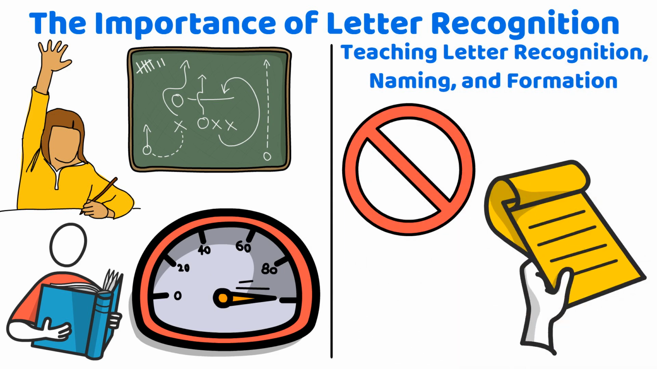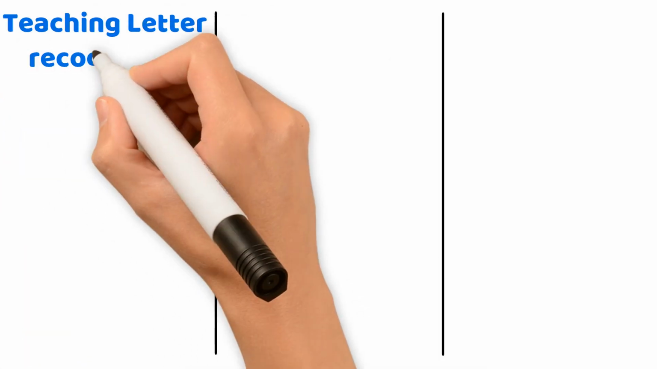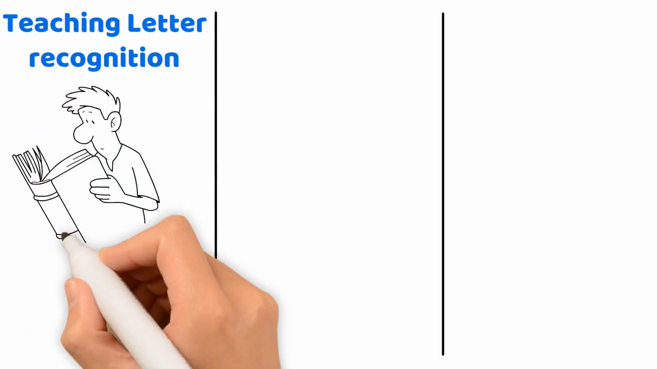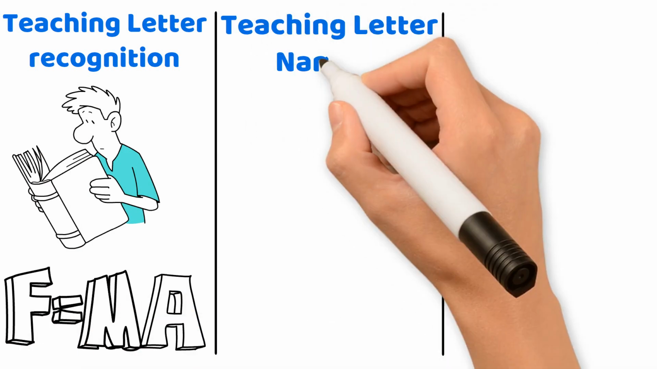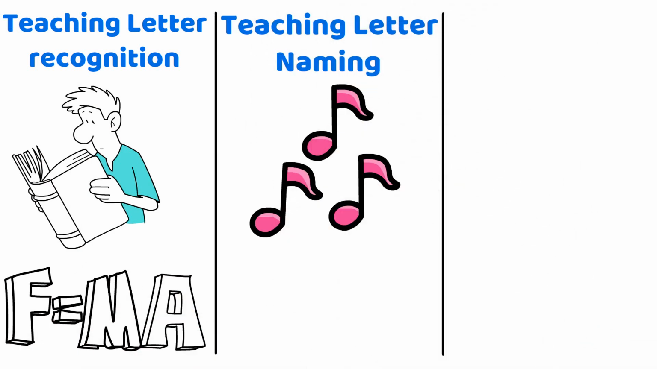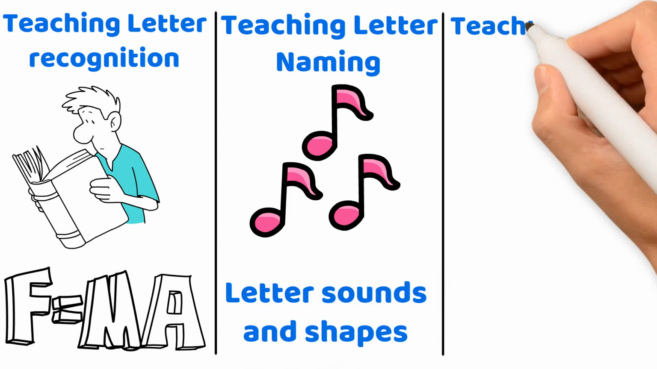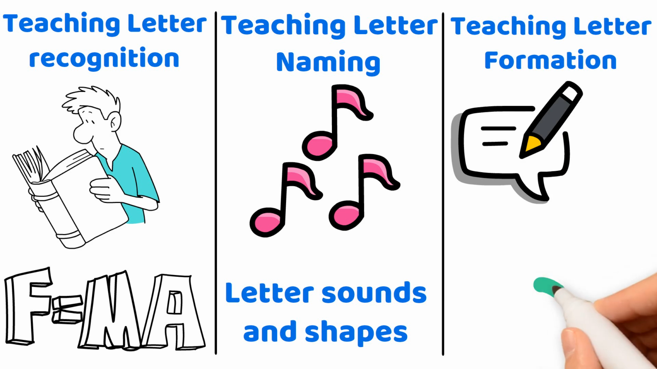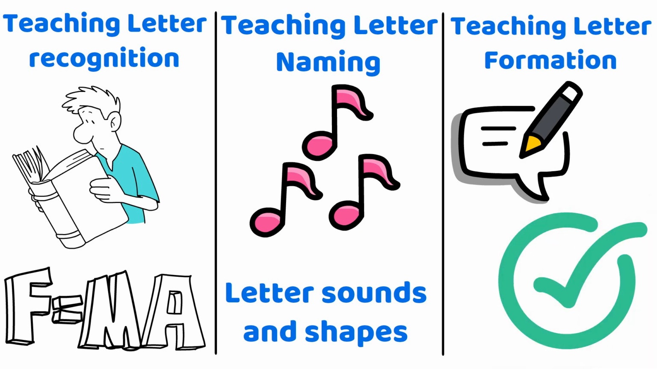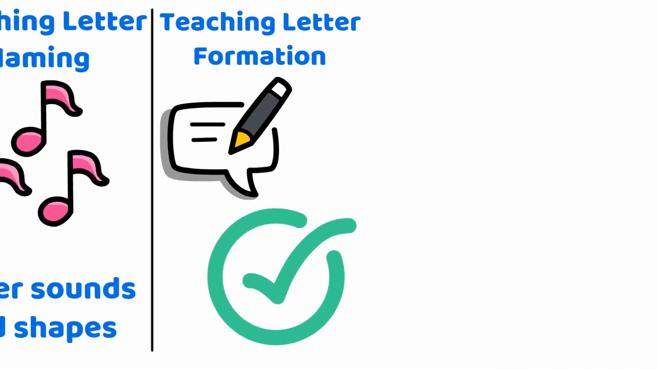Use these strategies. For teaching letter recognition, use associative learning by linking objects with letters. For teaching letter naming, sing songs, and use books that emphasize letter sounds and shapes. For teaching letter formation, engage in writing practice that includes tactile and kinesthetic activities to reinforce letter shapes and sounds.